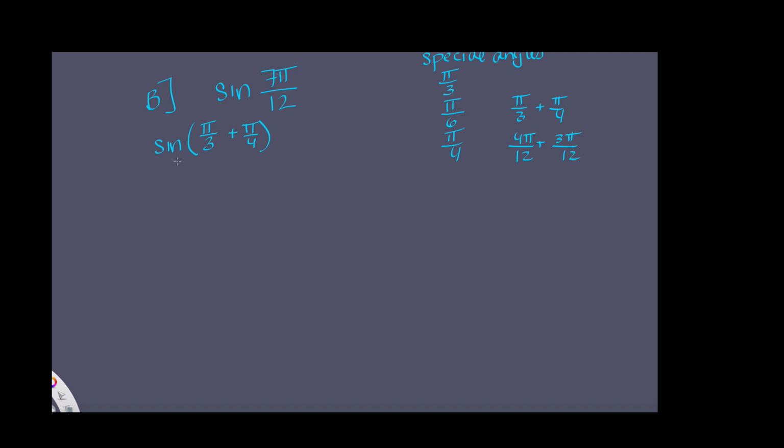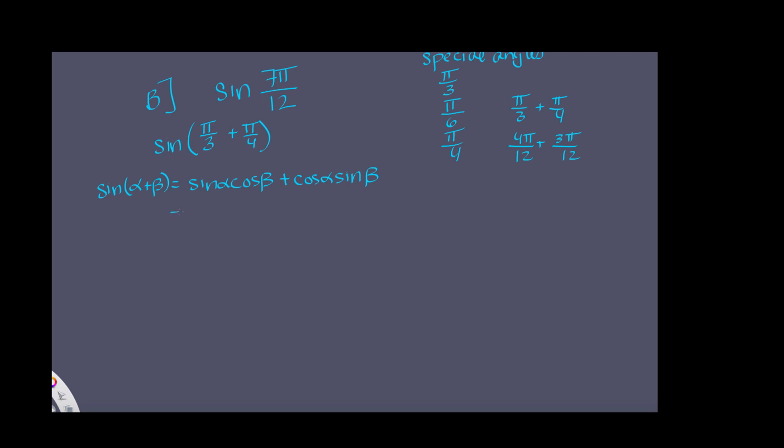Okay, so at this point, I have the sine of pi over 3 plus pi over 4. So I've just rewritten 7 pi over 12 as pi over 3 plus pi over 4, and I can apply the sine of a sum formula. Look at my sheet. That tells me that the sine of alpha plus beta is equal to sine alpha cosine beta plus cosine of alpha sine of beta.